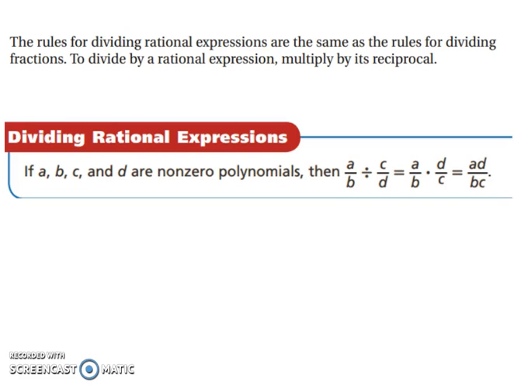Now let's move on to dividing. The rules for dividing rational expressions are the same as the rules for dividing fractions. To divide by a rational expression, multiply by its reciprocal. So if we have a over b divided by c over d, that's going to be equivalent to a over b times d over c, which then gives us ad over bc. Let's practice.